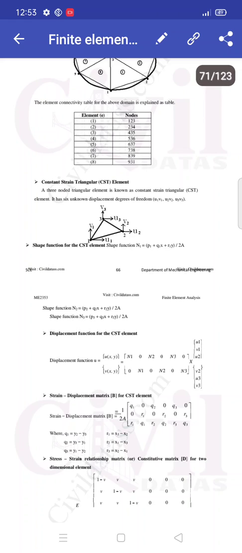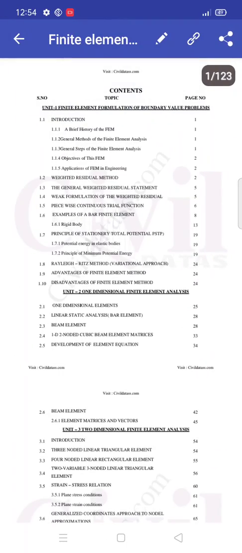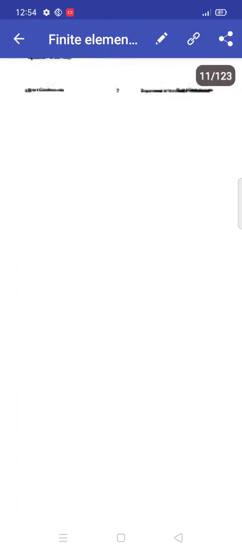Strain displacement matrix B for CST element, the strain displacement matrix is 1 by 2A times q1 0, q2 0, q3 0, and 0 r1, 0 r2, 0 r3. So r1, beta 1, r2, beta 2. This is the thing here.